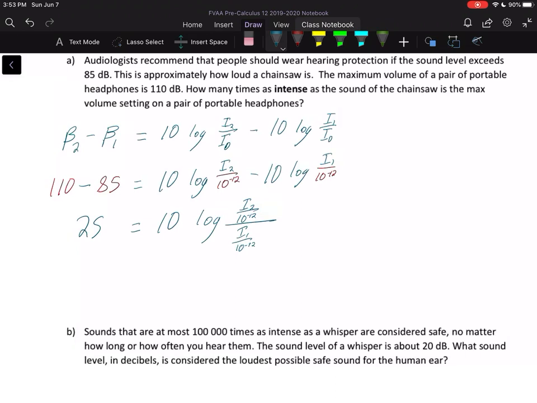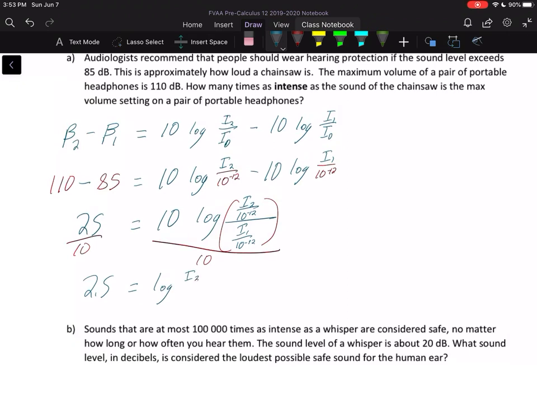Okay, now at this step I can do two things. One is I can divide both sides by 10. And the other one is I can multiply by the reciprocal to subtract these fractions. So here I get 2.5 is equal to log I2 over 10 to the negative 12 times 10 to the negative 12 over I1. Okay, and then these obviously cancel out. So I get this setup here of 2.5 is equal to log of intensity 2 over intensity 1.